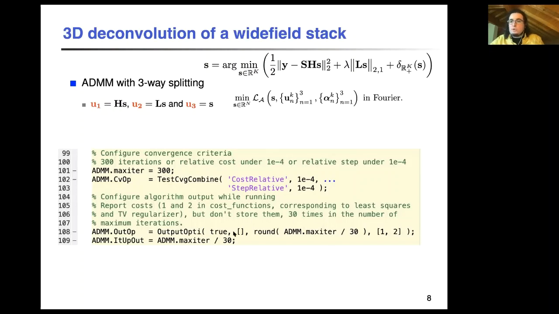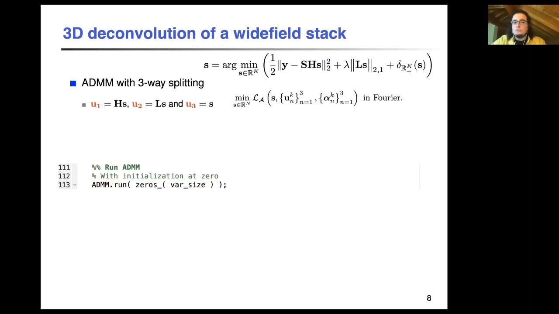You have the option to include an output object here, to tell it to run something every certain number of iterations. In this case, it just prints a line with the cost value, number of iterations, timings, etc. But this framework has the option to include many more things, like plotting the current loss value. And then basically you're done. You can run your ADMM algorithm.